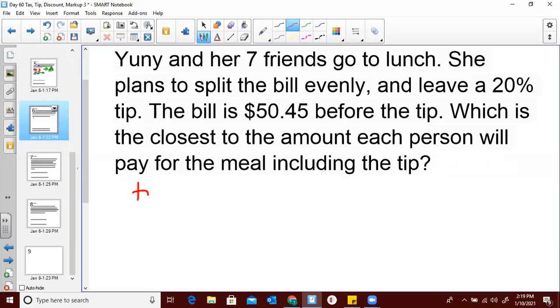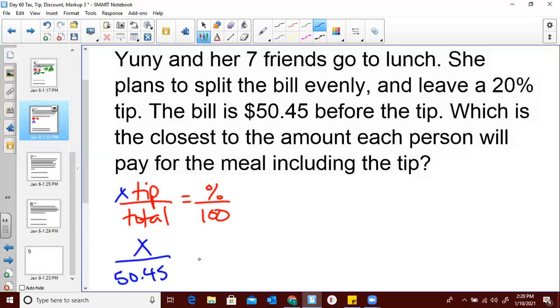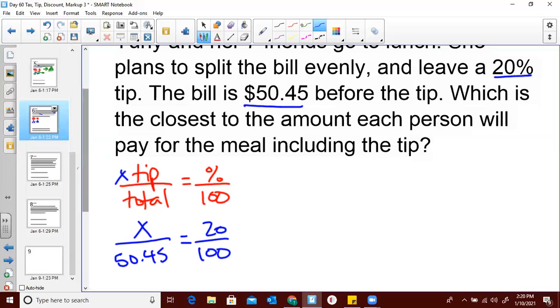So first of all, we know we're looking for tip, and that's going to be over our total. And that is always equal to percent over 100. I call this our framework, like a little roadmap. So we're usually looking for tip, and in this case we are. Our total was $50.45, and our percent was 20 over 100. From here, we're going to cross multiply and divide by X's partner. And when we do that, X is going to equal $10.09.